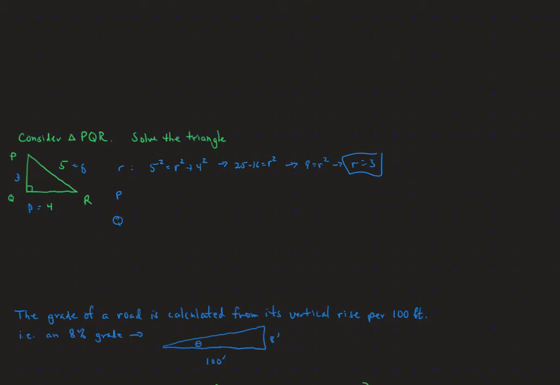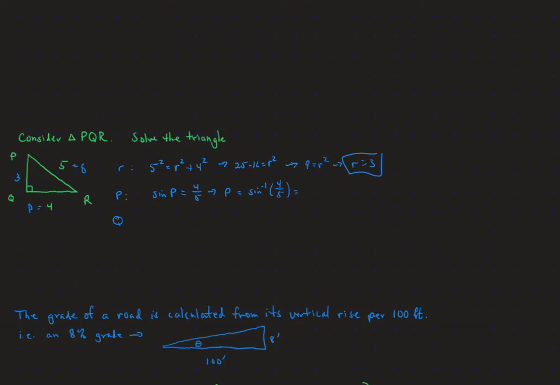Now to find angle P, again, I'm going to use the ones that were given to us. So we knew the 4 and we knew the 5. So 4 is the opposite side and 5 is the hypotenuse. So I'm going to say that the sine of angle P is the opposite over the hypotenuse. So that means that P will be the inverse sine of 4/5.